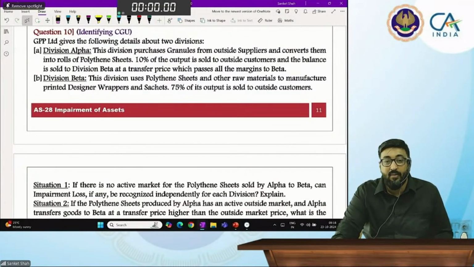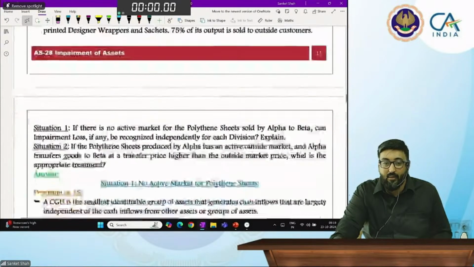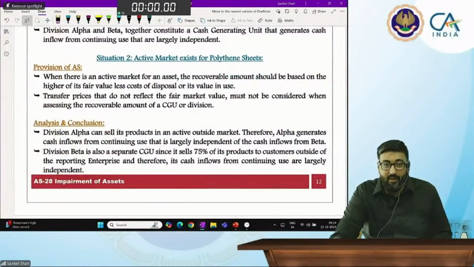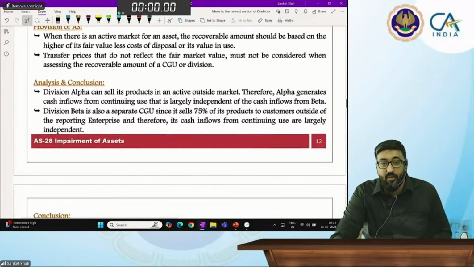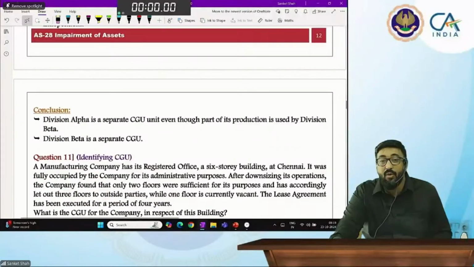And if there is an active market, and Alpha transfers goods to Beta at a transfer price higher than the market price, what is the appropriate treatment? Then we will configure separately. No, in Situation 2 also, though the active market is there, so Alpha can sell it, Division Beta is also a separate CGU here. So the conclusion is that Division Alpha is a separate CGU, even though part of the production is used by Division Beta.